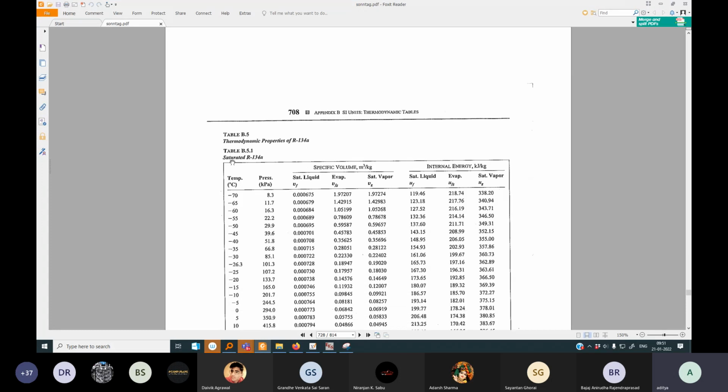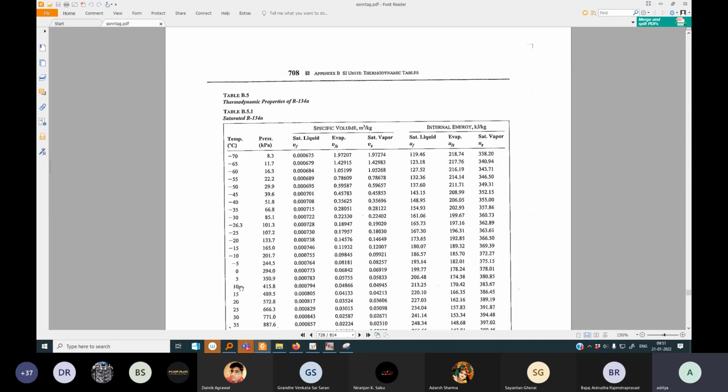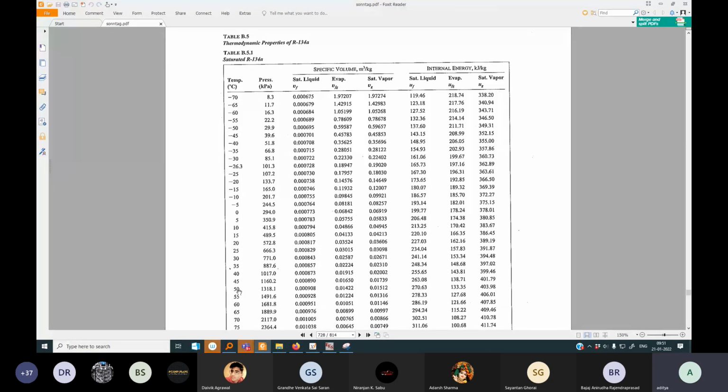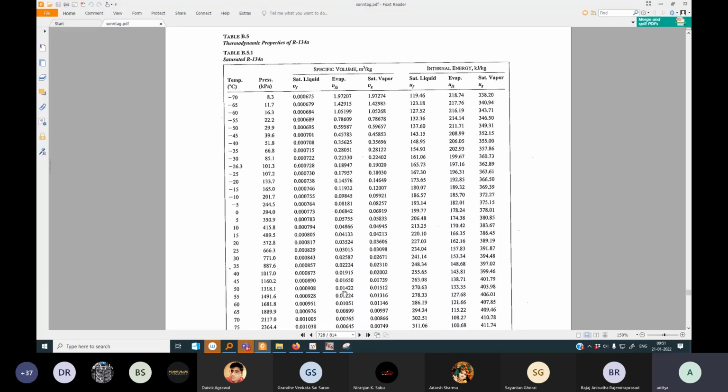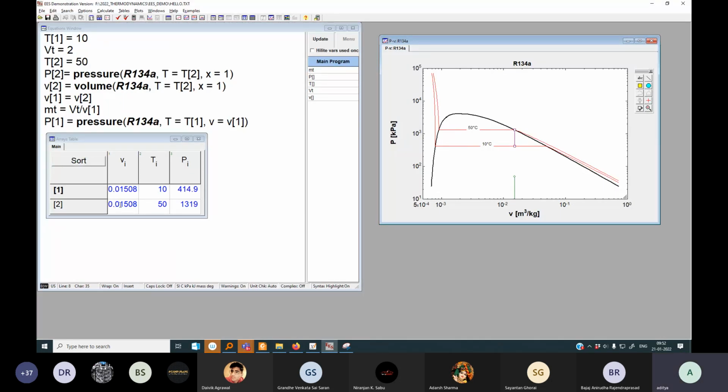So in R134A, 50 degrees Celsius. So this is 50 degrees Celsius. At 50 degrees Celsius, the saturation pressure is 1318.1. So 1319, close enough. Okay, so at 50 degrees Celsius, the specific volume of vapor is 0.01512, 0.01508. Close enough.